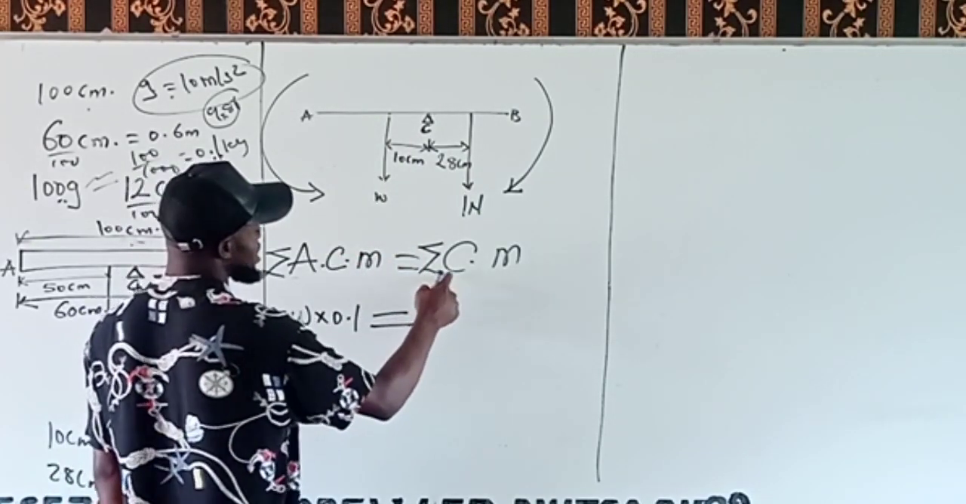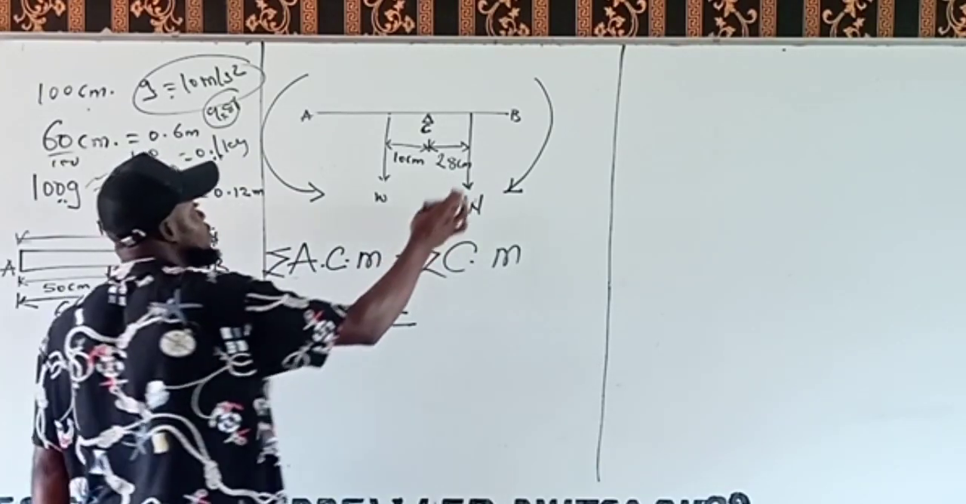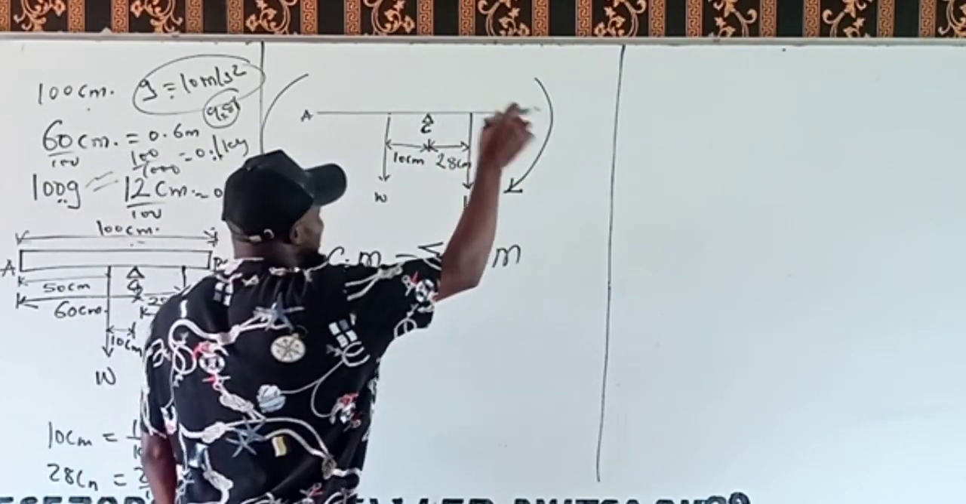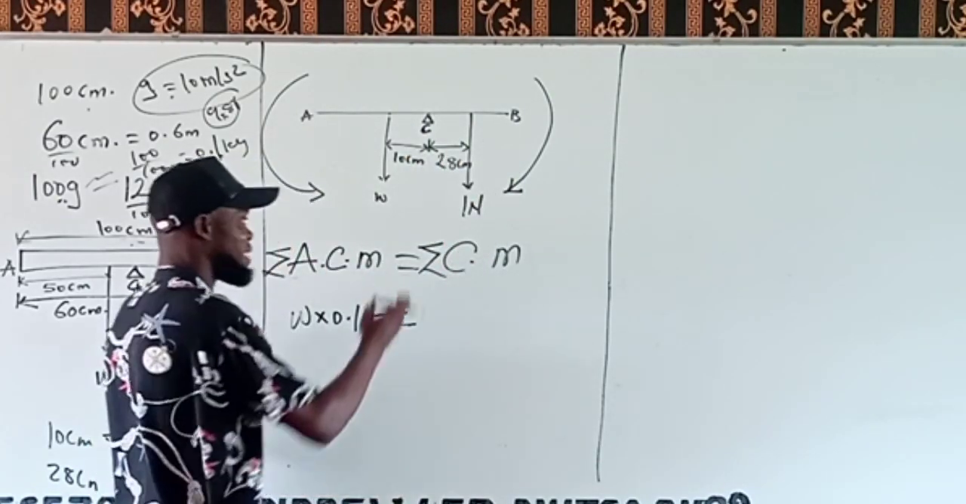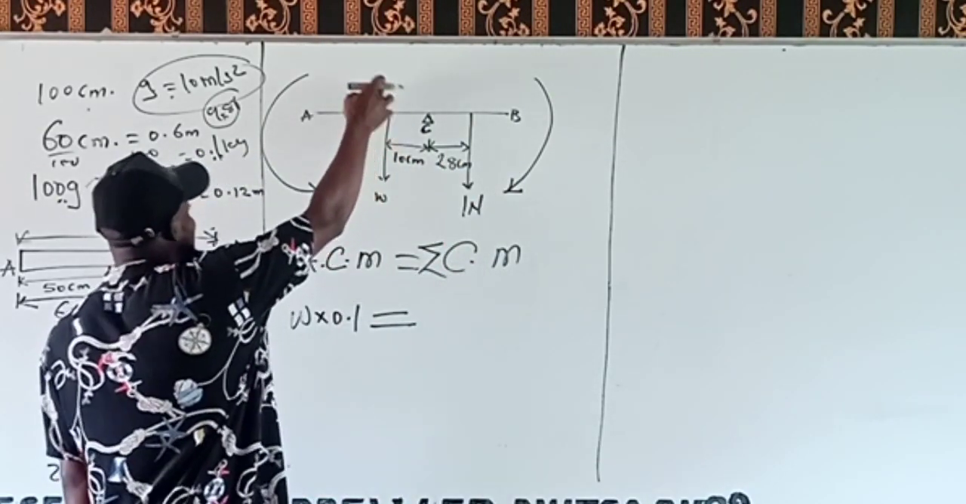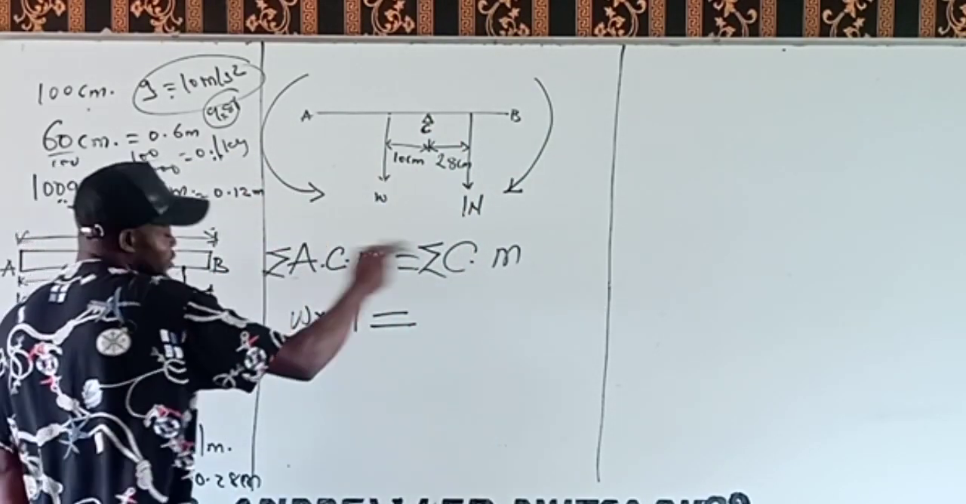So clockwise, some clockwise will not be. This we have only one. I think we have it 3. You just do this one plus the other one plus the other. Anything that will rotate the beam in this clockwise direction, add it together. That's the sum. Anything that will rotate the beam in the counterclockwise, anti-clockwise direction, you add them together. That's the sum of the anti-clockwise moments.